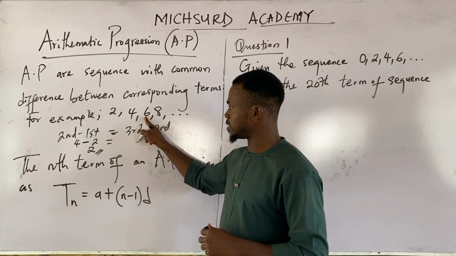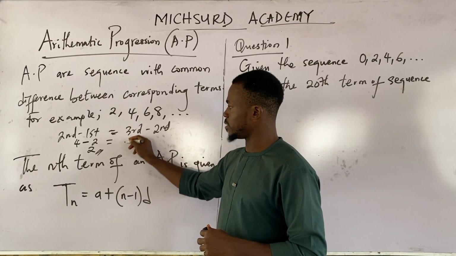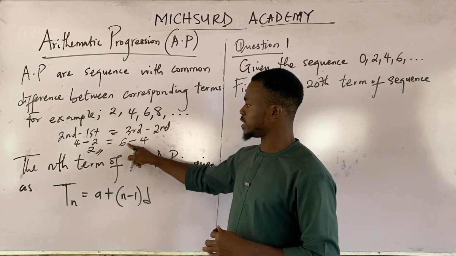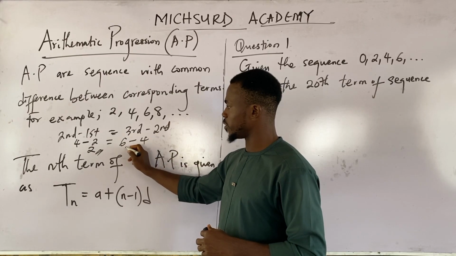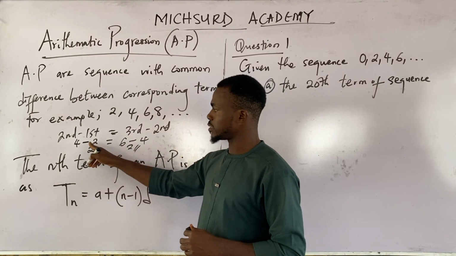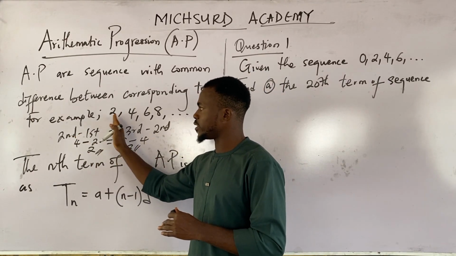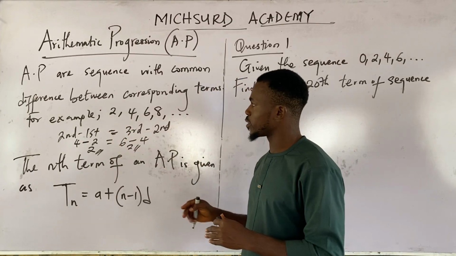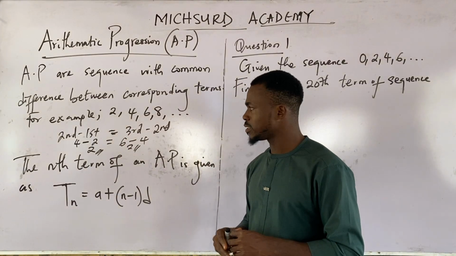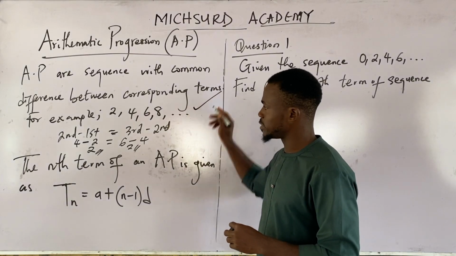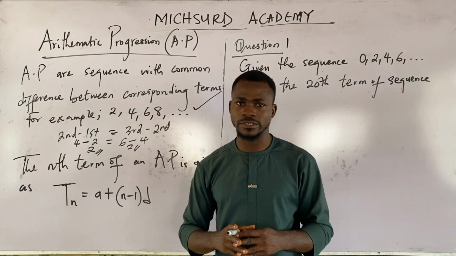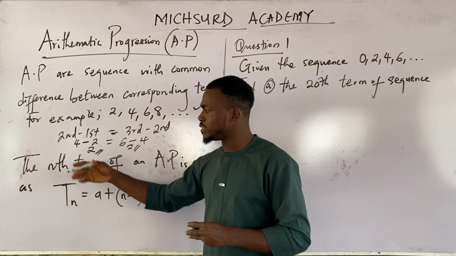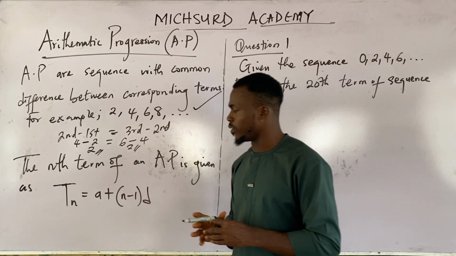The third term is 6 minus the second term, 4. So 6 minus 4 will also give us 2. So we see that the differences in the corresponding terms are equal to each other. That's what we call the common difference. So that means this is an AP sequence.